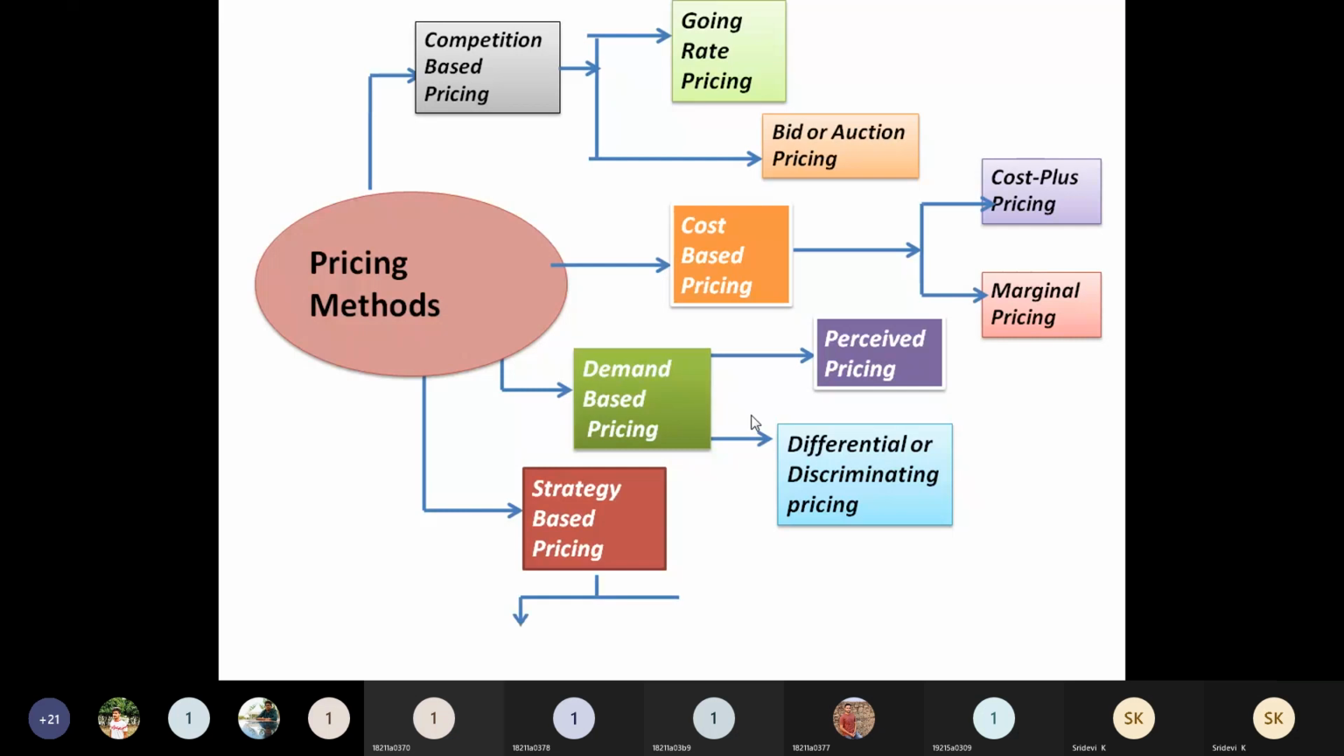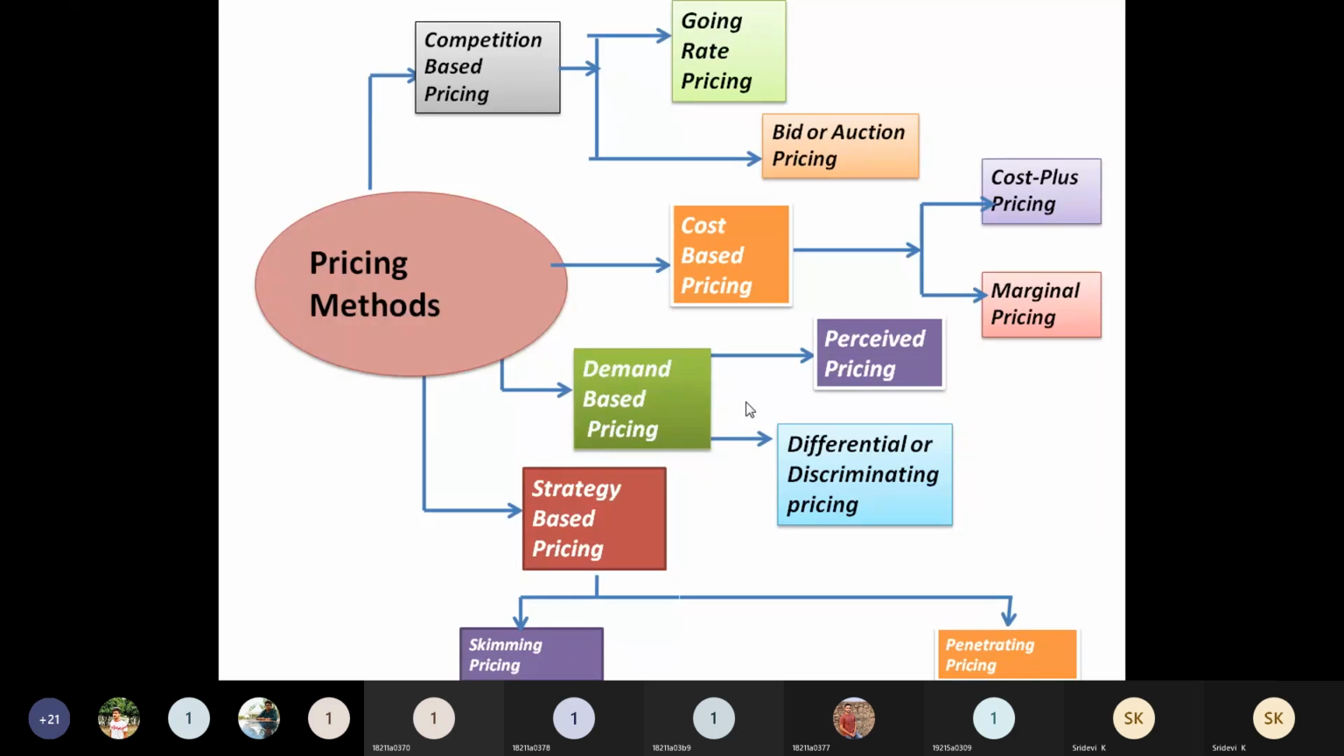And coming to the strategy basis, there are so many, but I am going to list only a few here. Skimming pricing. Skimming means at the beginning of introducing the product, they will charge higher prices, and later they will reduce the price once the customers are aware of the product. Like the example of cell phones. When they were introduced at the beginning, they charged more; later, after some time, the price was reduced. We call it skimming pricing.